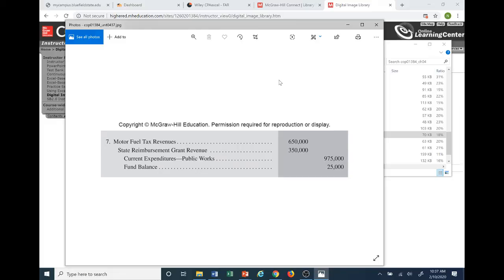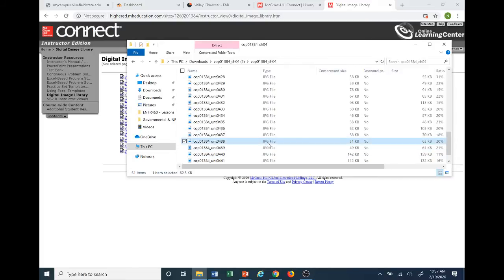Current expenditures for public works, $975,000. And obviously the plug is going to be the fund balance on the closing entries, because everything is closed to fund balance, right? Obviously there weren't a lot of different transactions going on here, so that was a pretty straightforward closing entry right there. Last thing I want to look at. Let me just see something right here.